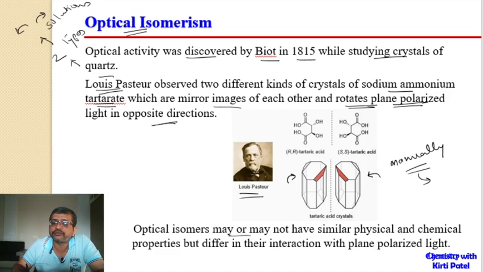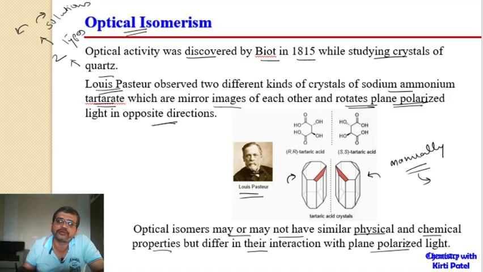The optical isomers may or may not have similar physical and chemical properties, but they differ in their interaction with plane polarized light. Their interactions with plane polarized light are definitely different, and that is why they are called optical isomers. Many of them show different chemical properties when they are reacted with other optically active substances, but with optically inactive substances, they show the same chemical behavior.